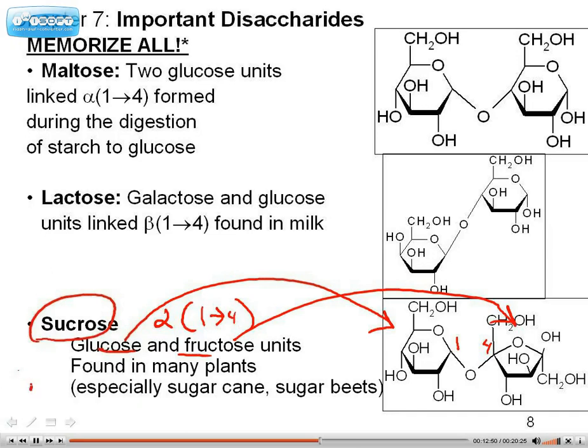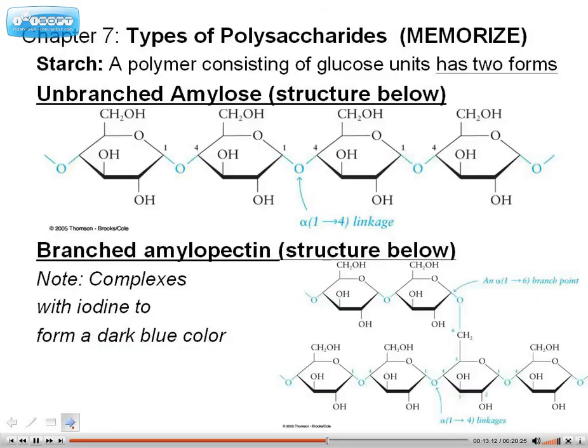So these names, their glycosidic linkage positions, and the overall structure you have to know inside and out, as well as some industrial properties, such as lactose is found in milk, sucrose is found in plants, sugarcane, and let's move on.